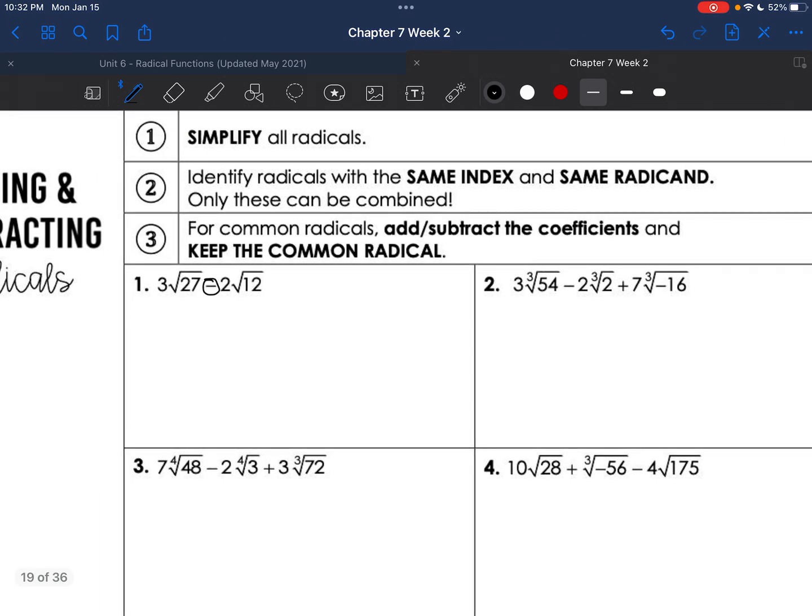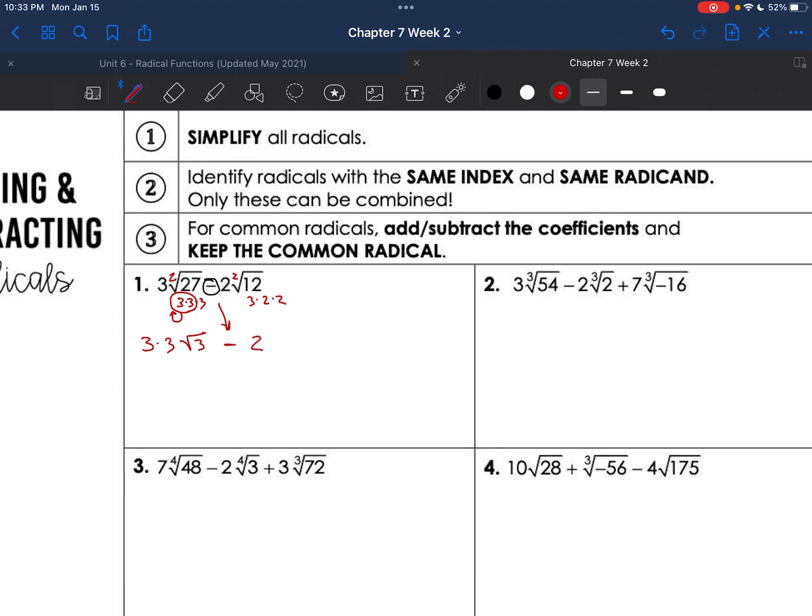Now, these do not have an index, which means we have an assumed index of 2. We are looking for the square root of that. So 27 is 3 times 3 times 3. 12 is 3 times 4, which is 2 times 2. So I need 2, I have 2, I'm going to pull him out. I leave the 3 that already existed. Now I have a new 3 on the outside, and I have the square root of 3 left on the inside. My subtraction sign stays the same.